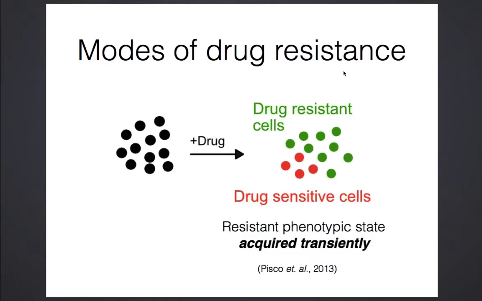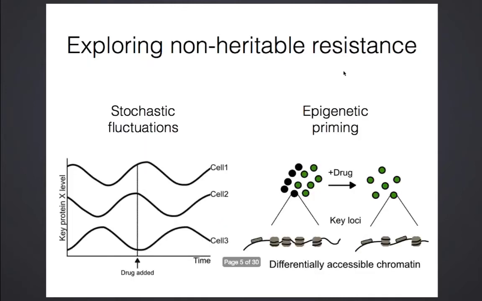All right, now that we've talked about these two modes of drug resistance, let's dive a little bit more into acquired drug resistance and what might be leading to this sort of mode of drug resistance, and what could explain this non-heritability of this type of resistance. All right, so there are a couple of main things that usually come up when we're talking about non-heritable resistance.